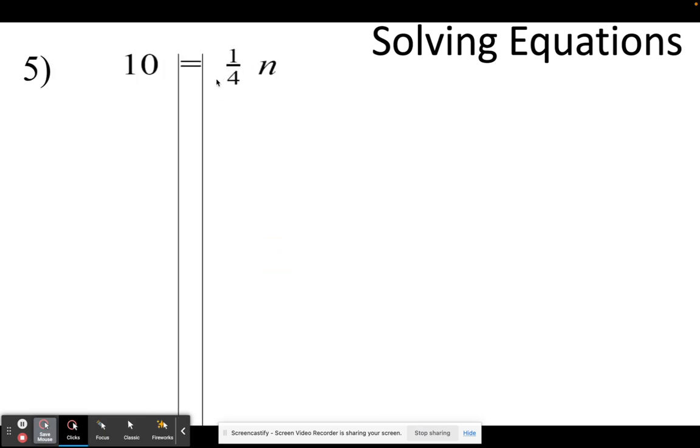Same with this one. I want to divide both sides by 1/4. Well, dividing by 1/4 is the exact same as multiplying by 4, or 4 over 1. These will cancel out, and I'm just left with 1n, or n, equals 4 times 10 is 40. Well, is 1/4 of 40 10? Again, absolutely.